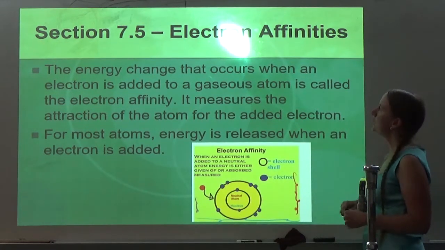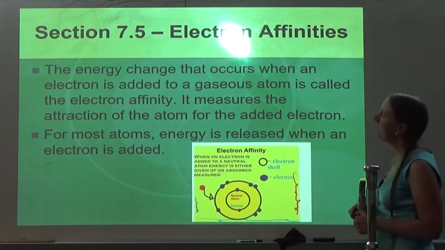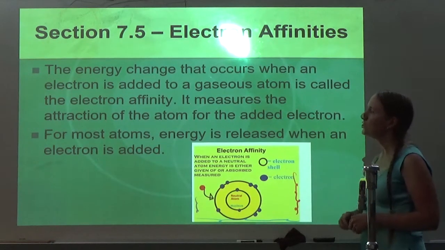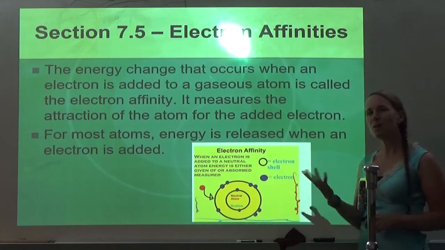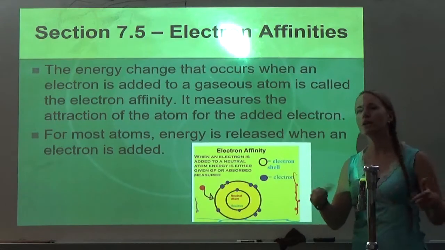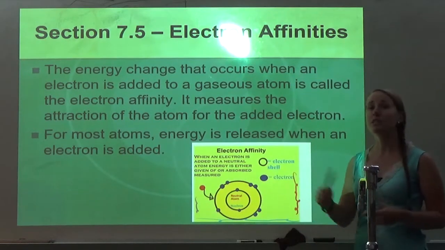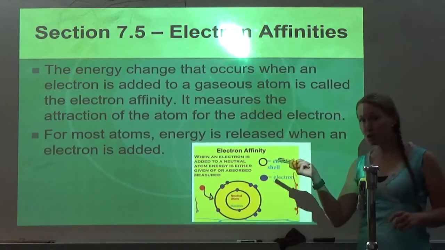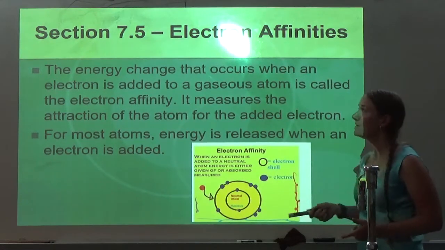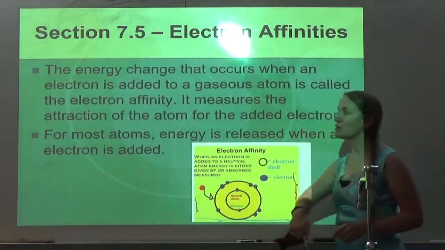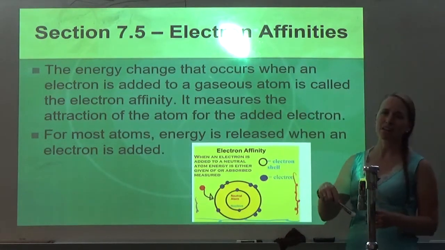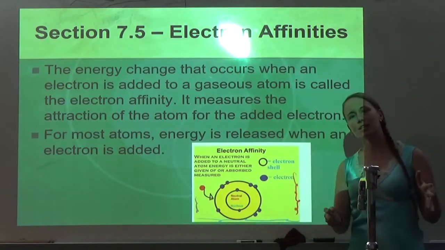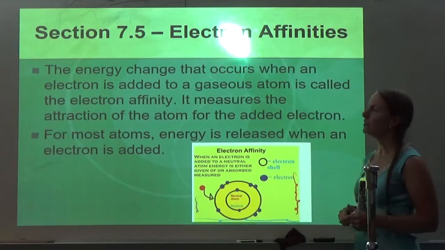So the energy change that occurs when an electron is added to a gaseous atom is called the electron affinity. It measures the attraction of the atom for the added electron. So you may think, wait a minute, this sounds really similar to electronegativity, which is the ability of an atom to gain an electron, and it's related to it, okay, but the difference is the energy change that occurs when that electron's added, whereas electronegativity is the ability of it to gain an electron.